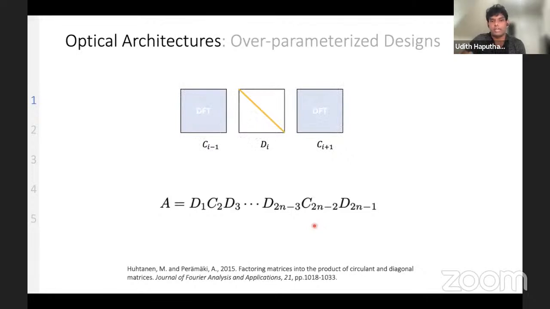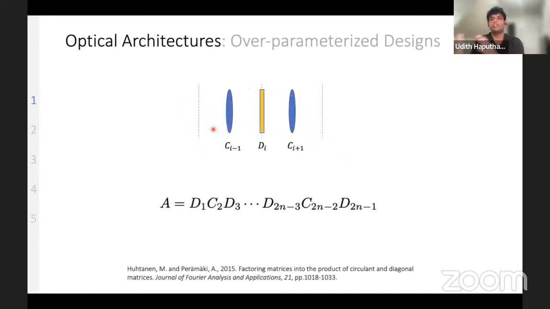So we also found there are very close relationships between circulant matrices and DFTs. Basically, we can transform this into a form of DFTs and diagonal matrices. Again, we try to convert this into a physical setup using this type of optical design, where we have lenses which do the Fourier transform, and we have a filter which is a diagonal.